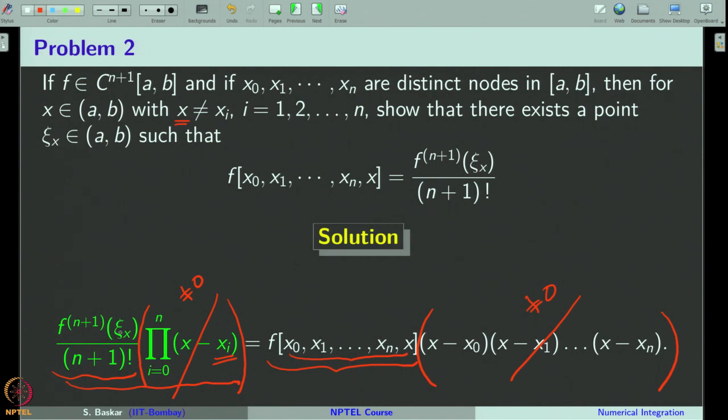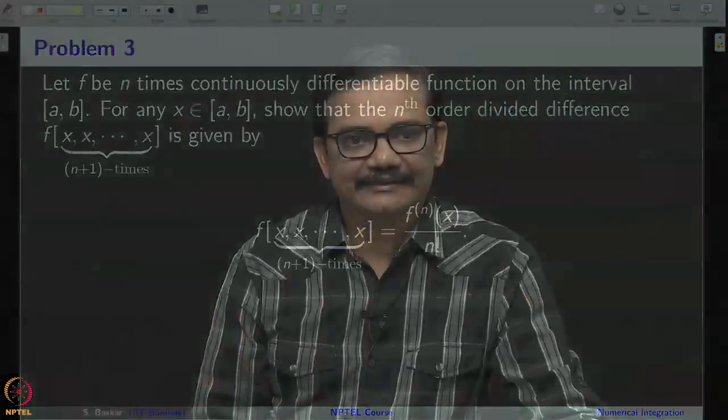We often use this in proving the errors for certain quadrature formulas in our next chapter. Therefore, we have to remember this result. With this, let us pass on to the next problem.